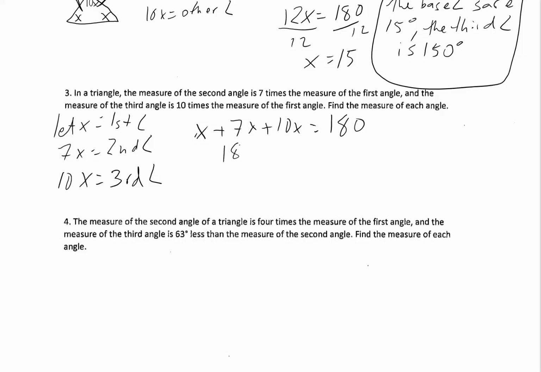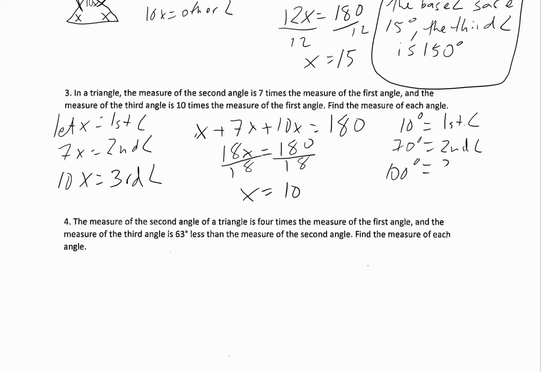So when we add those all together, we get 18x equals 180. Divide each side by 18. So x equals 10. And since they want the measure of all the angles, 10 degrees equals the first angle. 70 degrees equals the second angle. And 100 degrees equals the third angle.